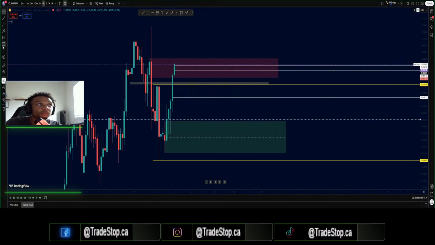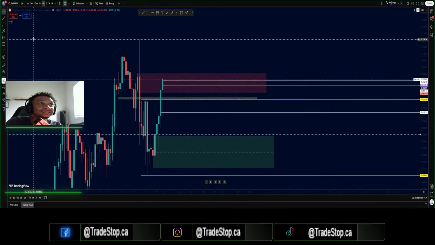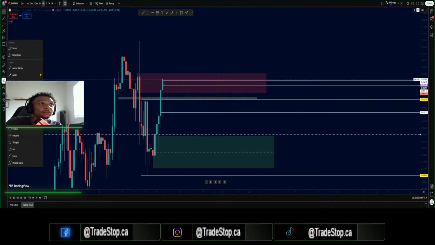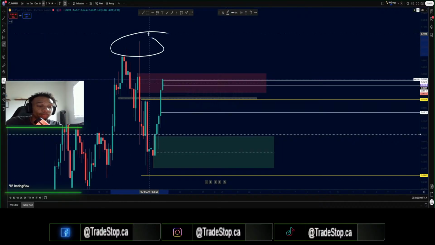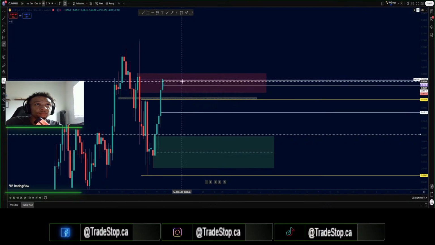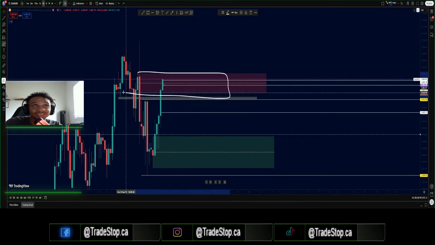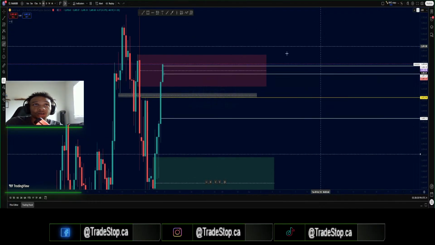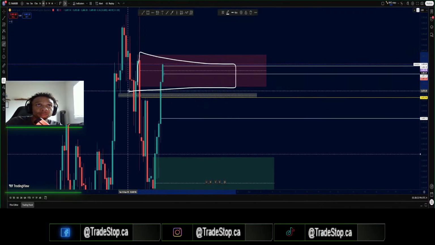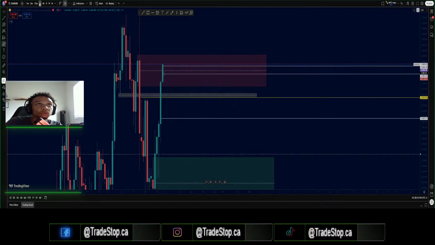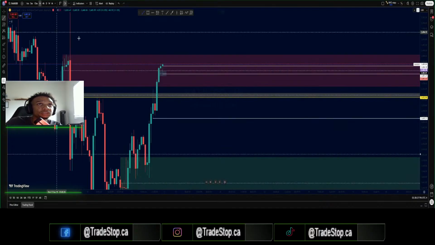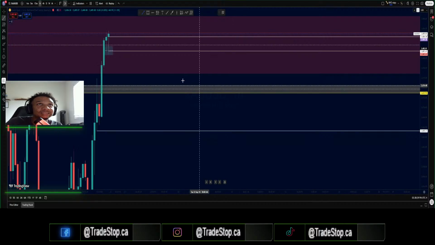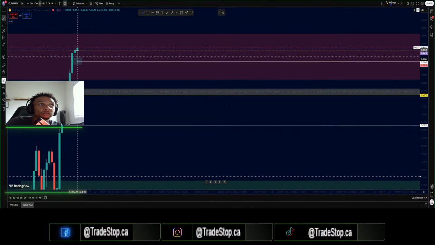Up here, we already know we took out these highs. These highs can still be taken out first. So we just got to be careful of that. But inside of this key level here, on a higher time frame, right? So if we go down to a lower time frame, what do we see here happening inside of this bearish order block, which you can expect to sell off of?